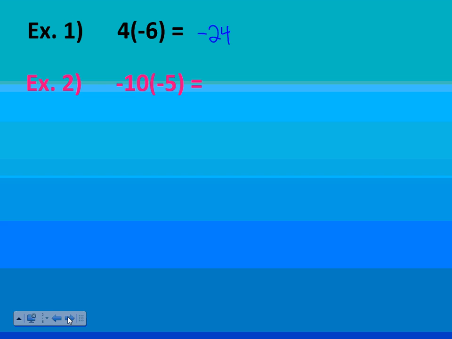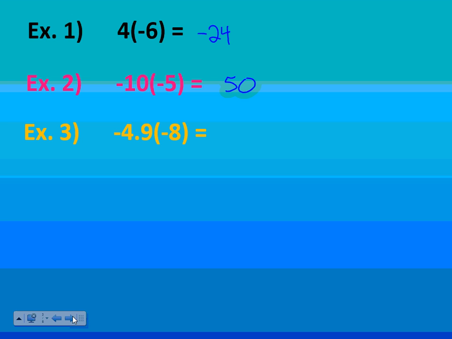Okay, how about example 2? Negative 10 times negative 5 is positive, right? A negative times a negative is a positive 50. Everybody okay with that? Let me know if I go too slow.